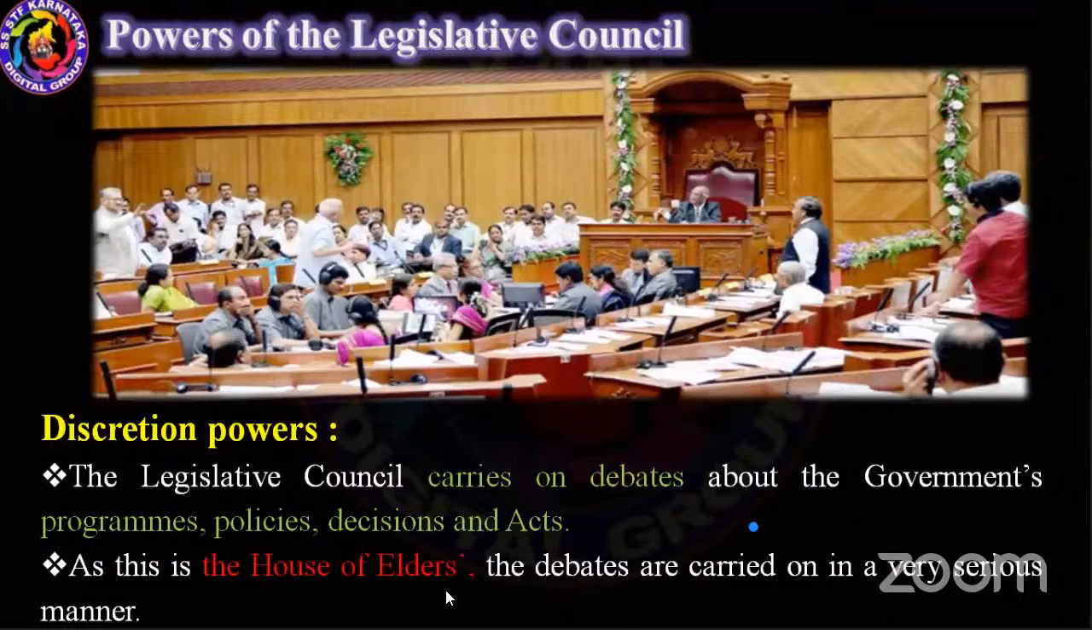As this is the House of Elders, the debates are carried on in a very serious manner. Therefore, they will discuss and debate very seriously the issues or policies which are formed by the government.